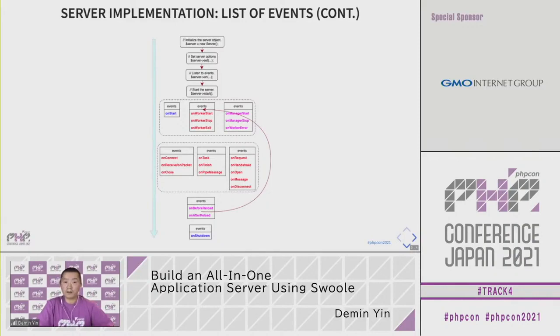Now I have another question here. Compared to PHP-FPM, what are the differences when building PHP applications using Swoole? Or how would Swoole change the way we used to write PHP code? To answer this question, I'm going to give another example.